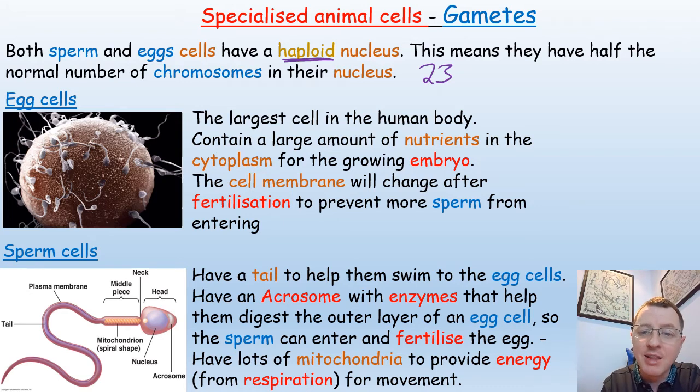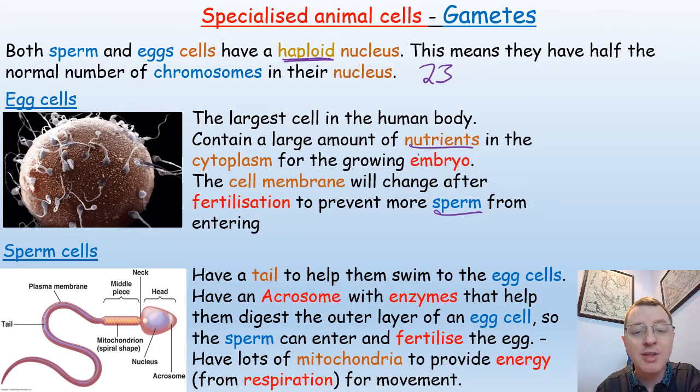So the egg cell is well adapted to its function. It contains a large amount of nutrients in the cytoplasm for the growing embryo, and it also has a special cell membrane which will change and harden after fertilization to prevent more than one sperm entering. The egg cell only wishes to be fertilized by one single sperm cell.